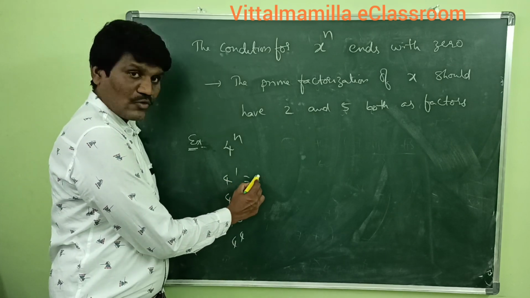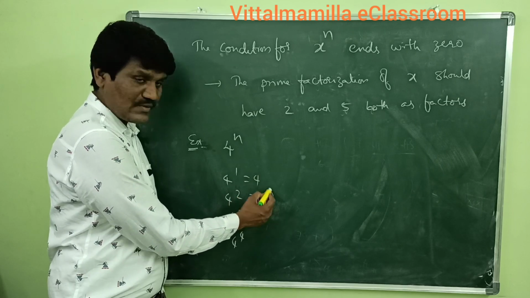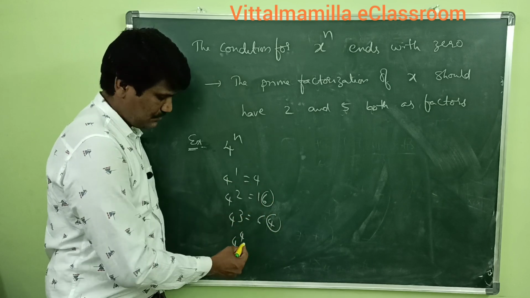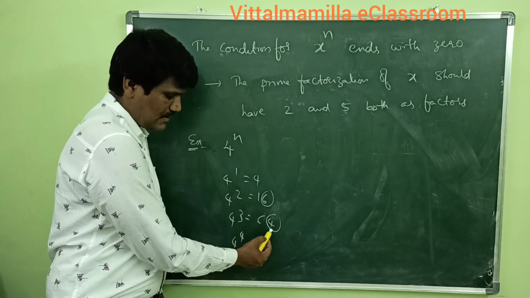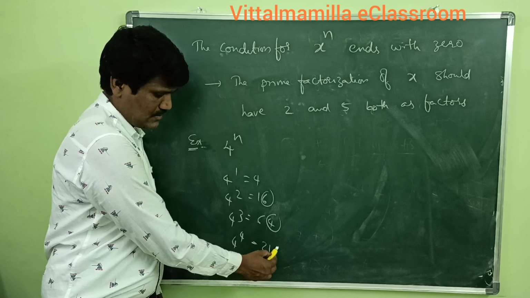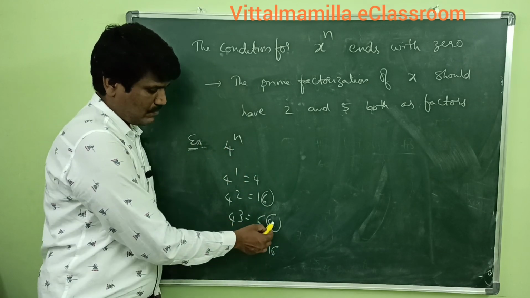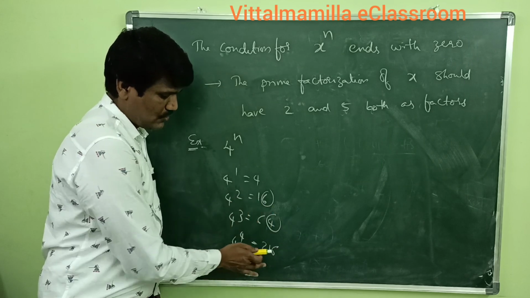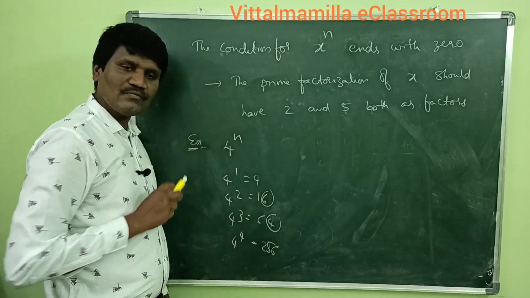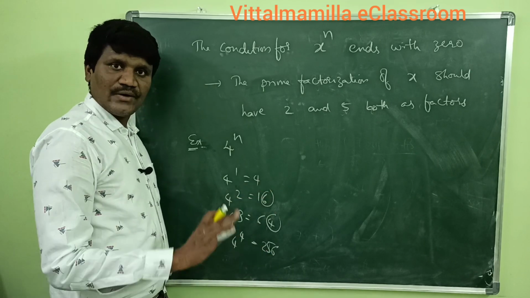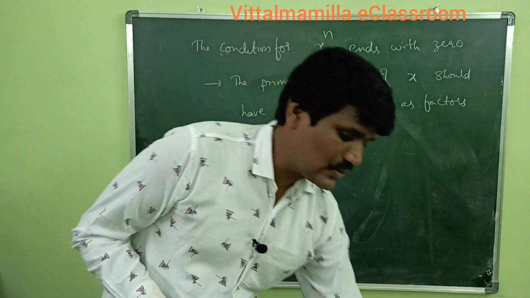4 power 1 is 4. 4 square is 16. Is it ending with 0? No. 4 cube is 64. Is it ending with 0? No. 4 power 4 is 256. Is it ending with 0? No. Why is it not ending with 0?